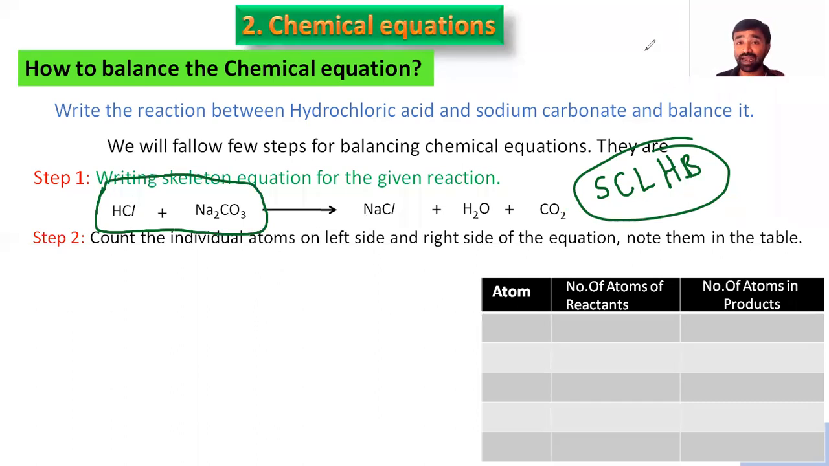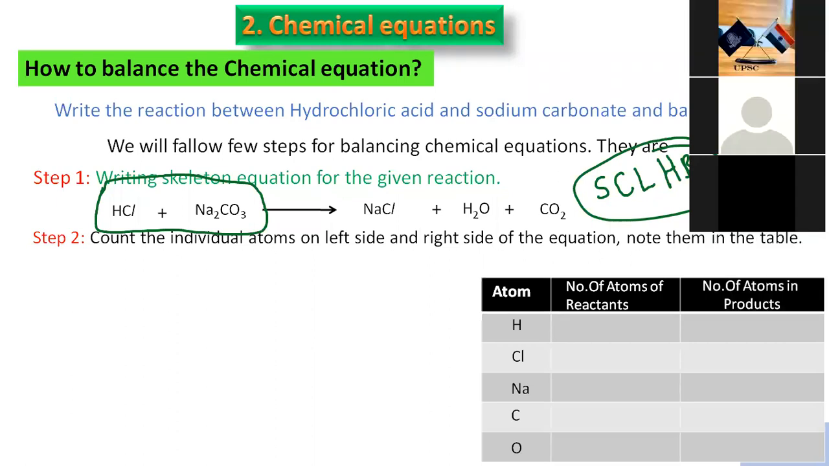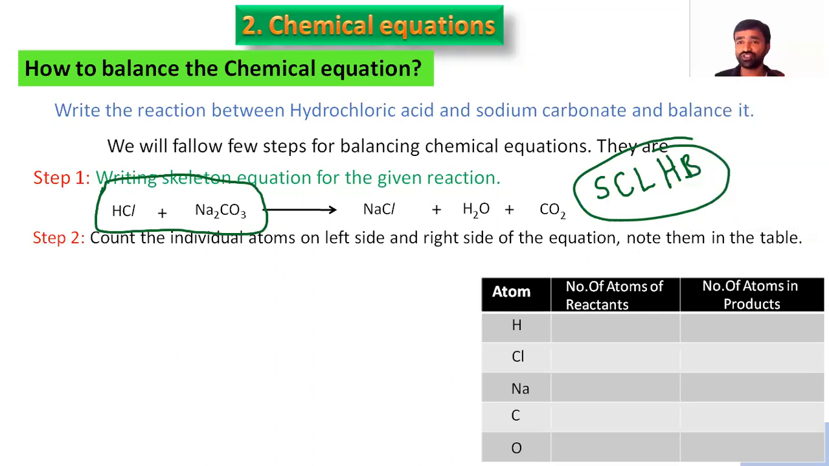So here, what are the atoms present? Serial wise, I am coming. First, H is there. Note down H in the table. Next, chlorine, Cl is there. Note down. Next, Na. Next, C. Next, O. Are you clear? Are there any confusion? Right, the next step is counting.